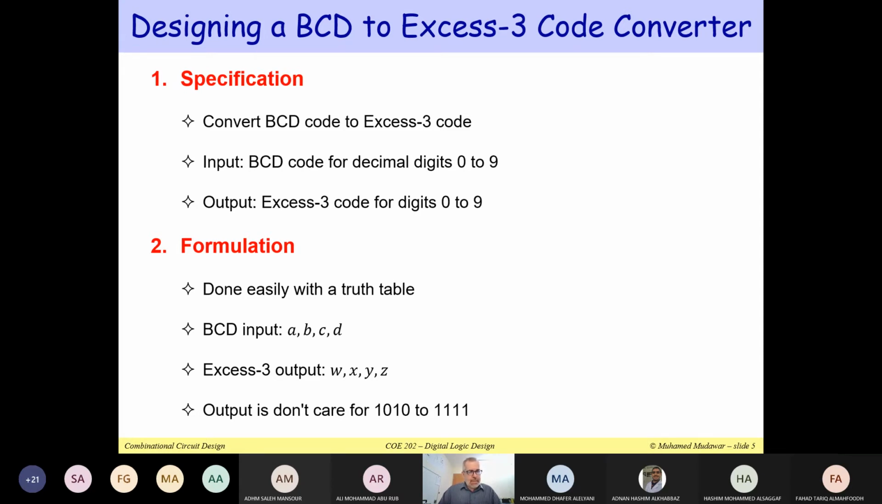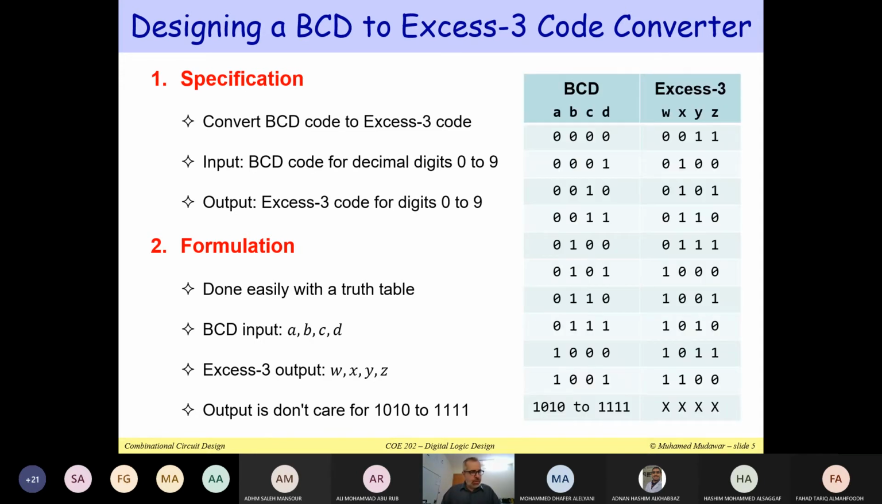Now notice that BCD, okay, it only uses 10 combinations of A, B, C, D. So there is no 10 to 15. So these do not exist. These are not really BCD digits. So what we need to do is that we need to draw a truth table. So if the input is 0, 0, 0, 0, that's representing here the BCD digit 0, the decimal digit 0. Then the output will be 0, 0, 1, 1. That will be the coding of the digit 0 in XS3.